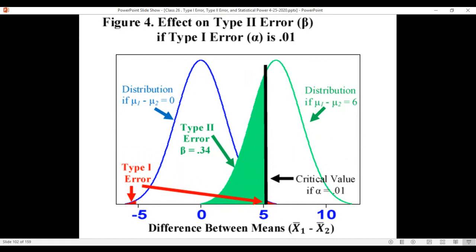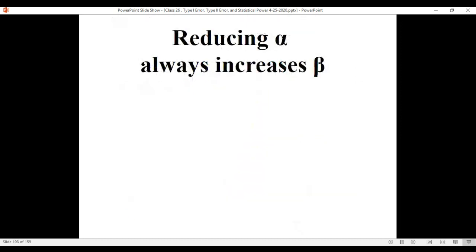So that is, even though the population means are really different, the researcher will wrongly conclude that the population means are the same and the null hypothesis is true about 0.34 of the time. That's about 1/3 of the time. So the sad truth is that when we reduce alpha, the probability of type 1 error, we always increase beta, the probability of type 2 error. It seems like a no-win situation.